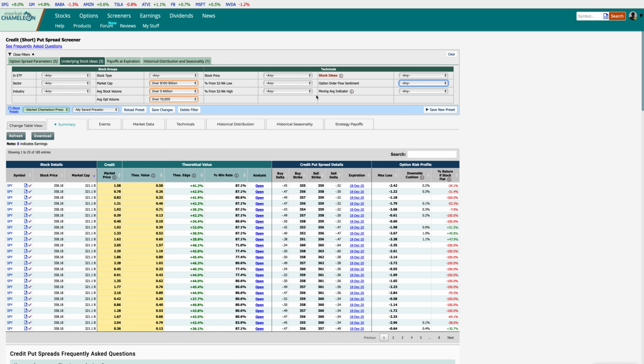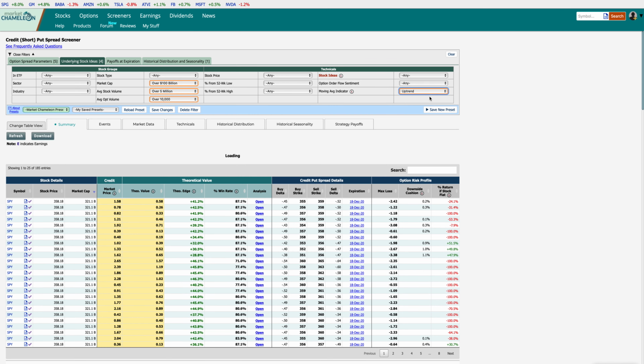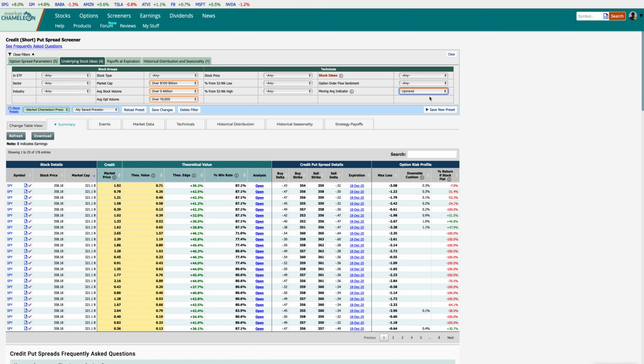Another good little one is the moving average indicators. This just throws up some of the commonly used names around stocks. If they're in an uptrend, a bullish crossover, bearish crossovers, you can filter through these. What I find though is that if it's got a good theoretical edge, it's probably going to be moving in the right direction. I don't necessarily just go for an uptrend, but let's click on it and see what pops up. It does narrow it down.